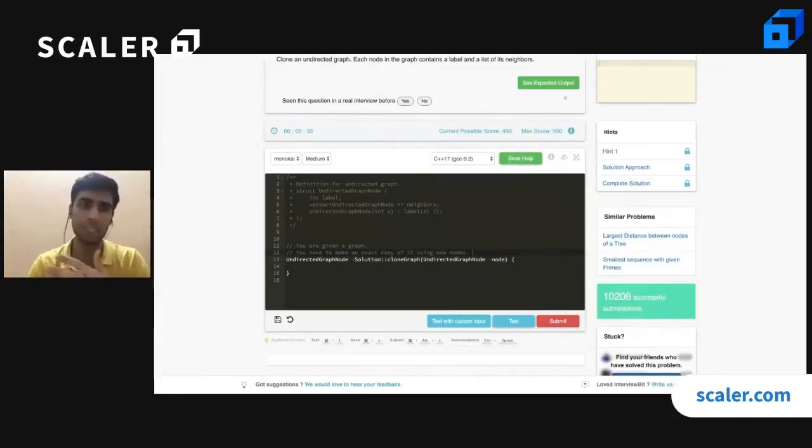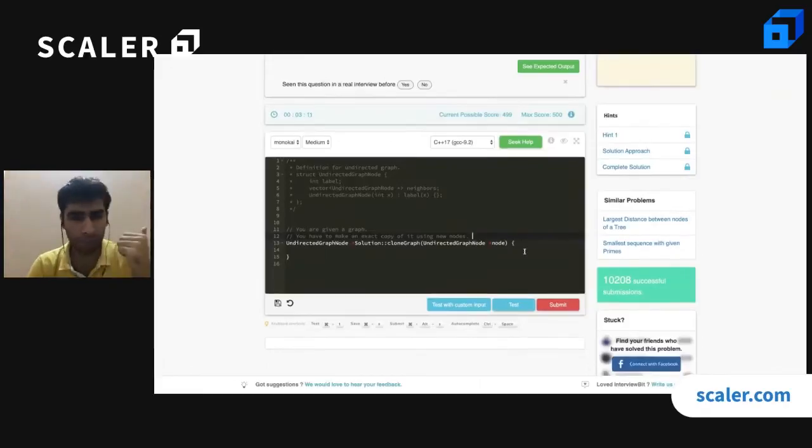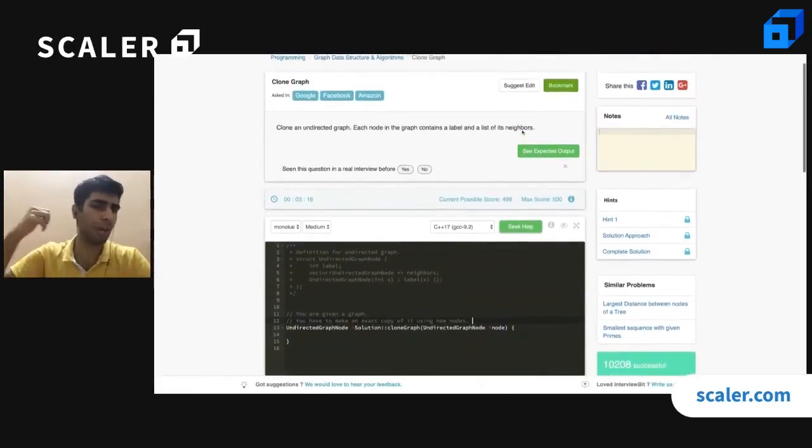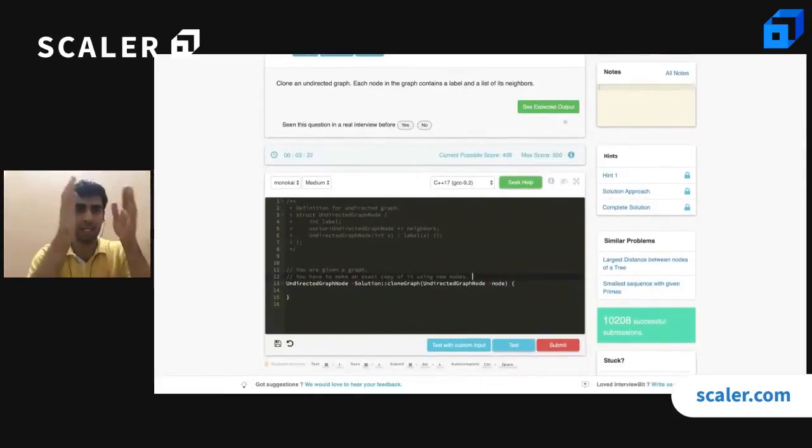Theoretically speaking, a graph is nothing but a collection of nodes and vertices. Those nodes can represent anything. It can be a social network, people, it can be ideas, or it can be a lot of things, okay? So whenever a problem comes where you have to create a copy of something, the best intuition you can get is to use a hash map, in which you can store that, hey, for this node, this is the copy of it, okay? And then you can traverse the original graph, correct?